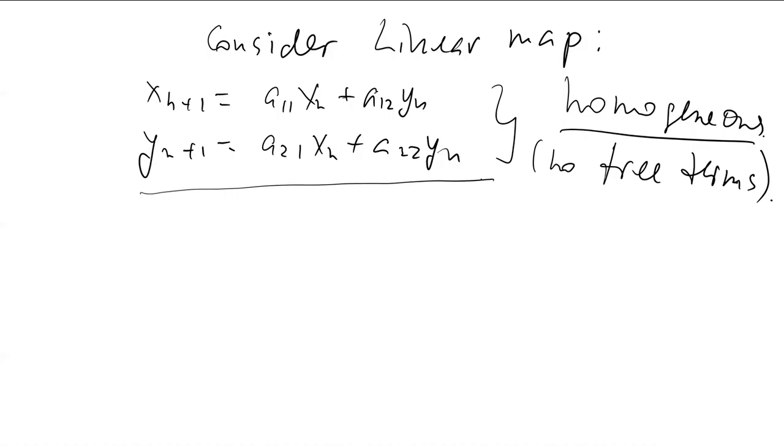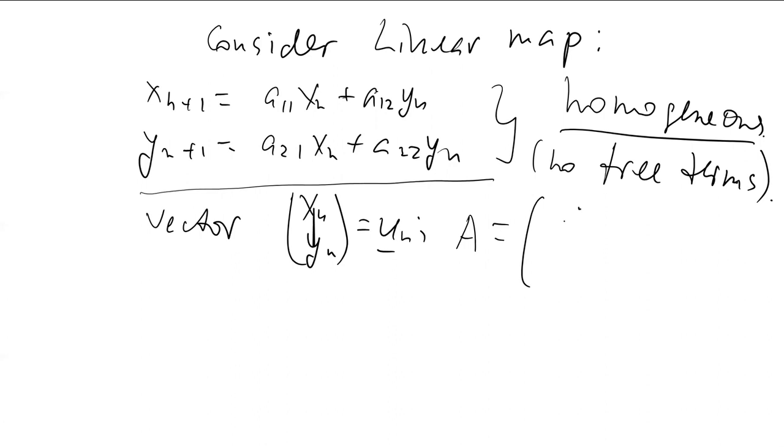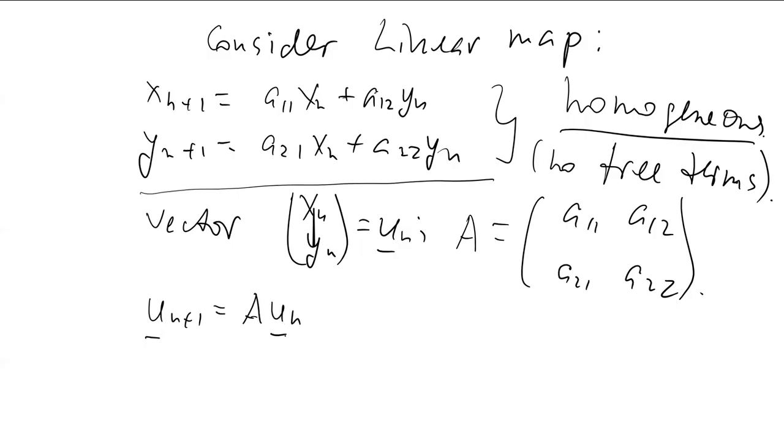Okay. Now, if we introduce vector u_n with components x_n and y_n, and we introduce matrix A with entries A11, A12, A21, A22, then our system can be represented like this: vector u_{n+1} equals matrix A times vector u_n. So this transfers into this.